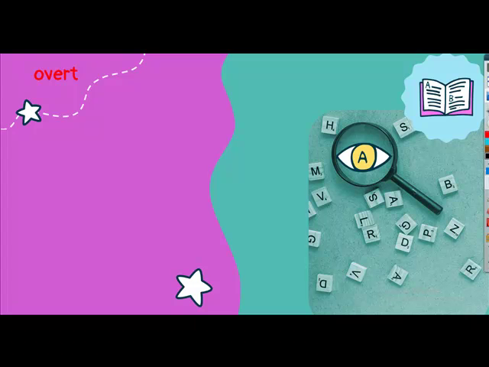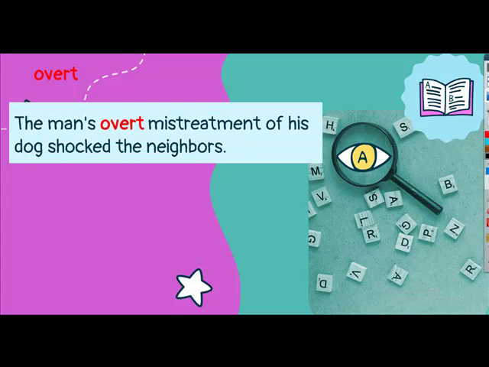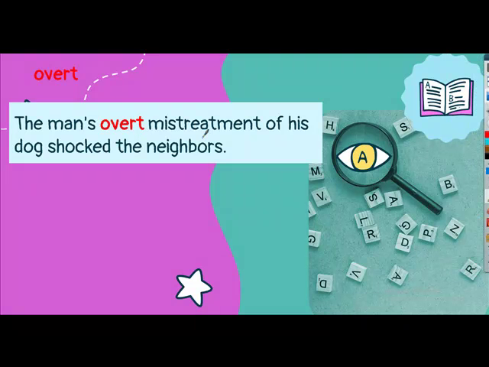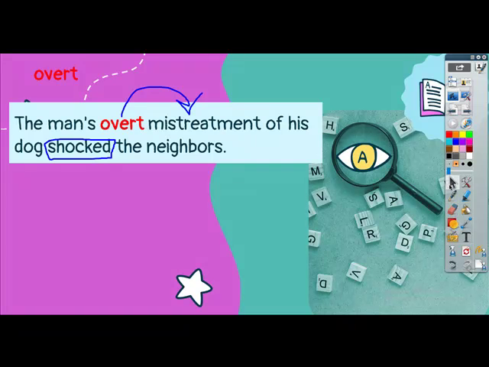Overt. I guess that we have covered this word during the prep. Overt here: the man's overt mistreatment of his dog shocked the neighbors. Do I have a verb here? Yes, shocked. So overt here describes the mistreatment. I need more context.